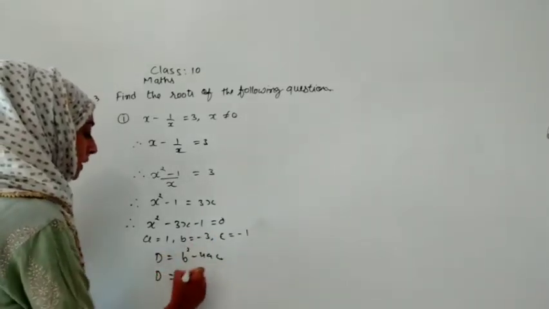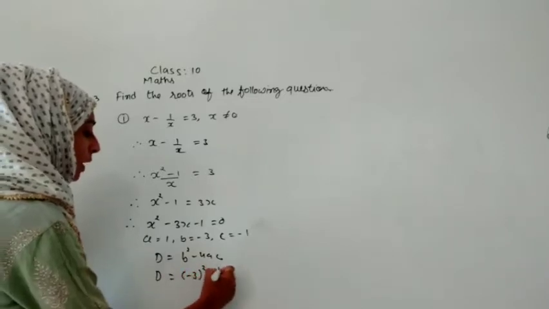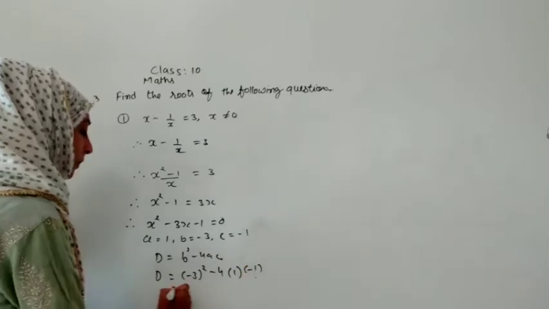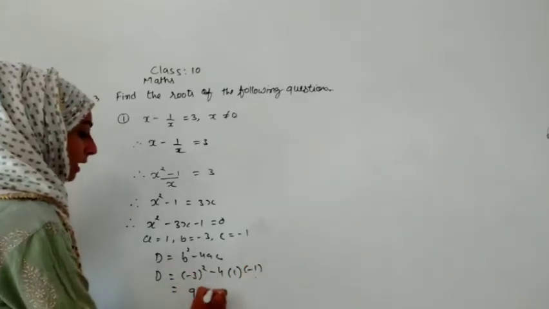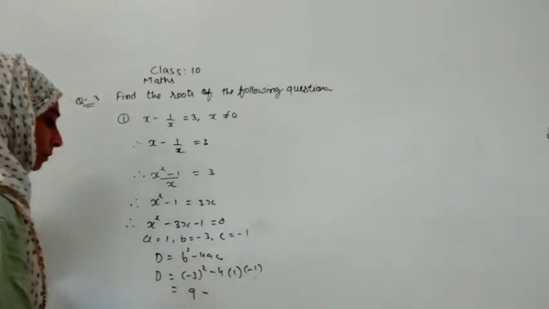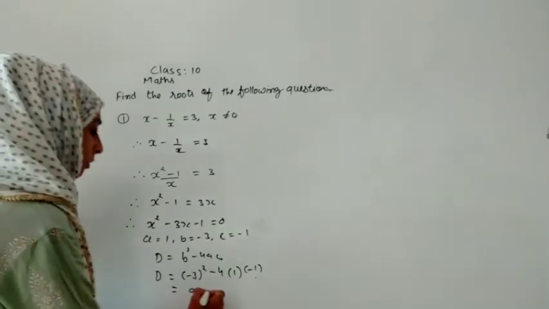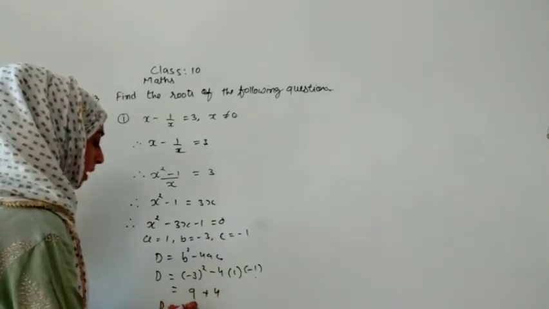Here I am substituting the value of b, that is 3 square, 4, the value of a is 1 and the value of c is minus 1. 3 square will become 9, and minus minus will make it plus. Here you just have to write the sign, so it will become plus 4. So d will become 13.